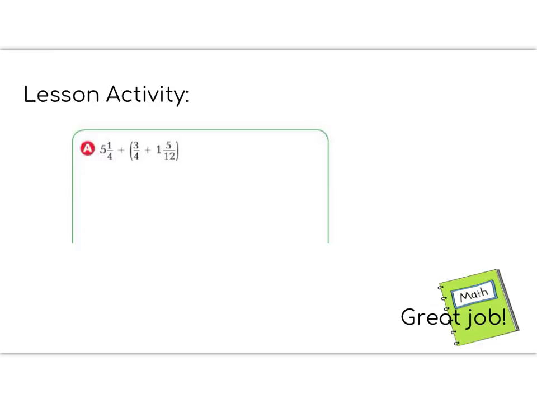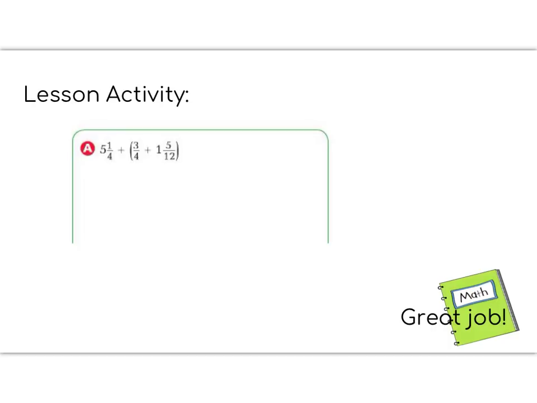Alright, it's time for the lesson activity. Today's lesson activity is the try this part of your paper, number A. You can go ahead and work out the problem on your math paper. Just be prepared to show your work to your teacher at the teacher table.